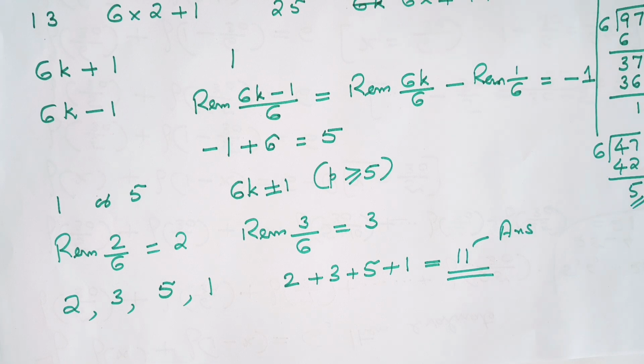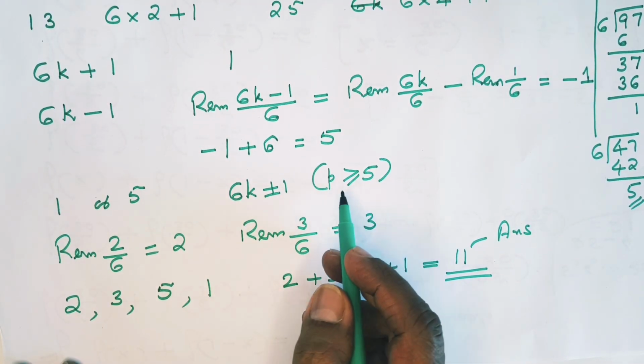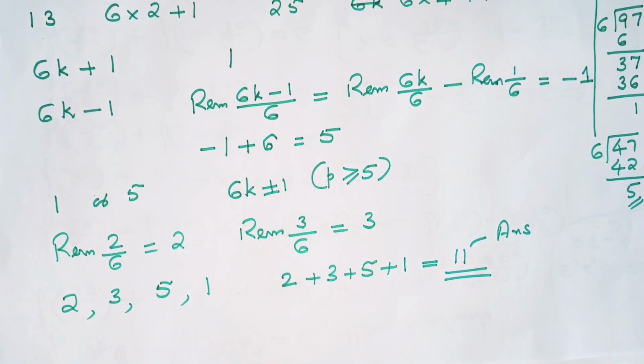Maybe the problem looks a bit challenging to you, but it's quite a simple idea, provided you know one basic point in number theory, that all prime numbers are expressible in the form 6k plus or minus 1 when the prime number is greater than or equal to 5. This is all you need to tackle this problem.